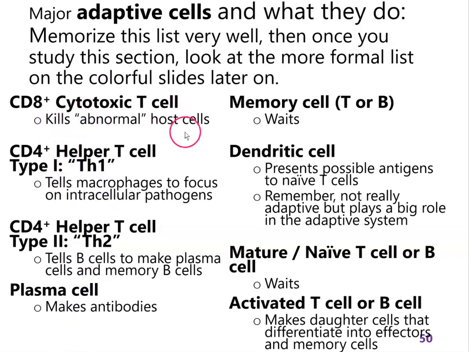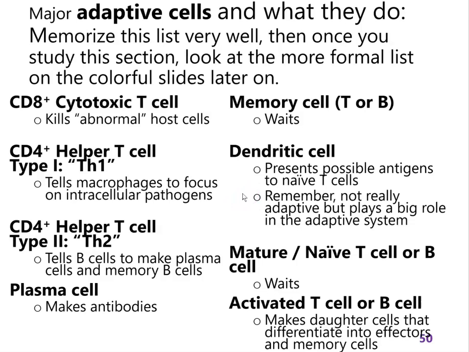So what you need to do here is pause this video and write down all 4 of these and practice, learn, memorize the heck out of these 4. You need to recite this in your sleep, every part of it. So CD8 positive cytotoxic T cell, what's its function? It kills abnormal host cells. CD4 positive helper T cell type 1, what is its function? It tells macrophages to focus on intracellular pathogens, or generally to be more aggressive.